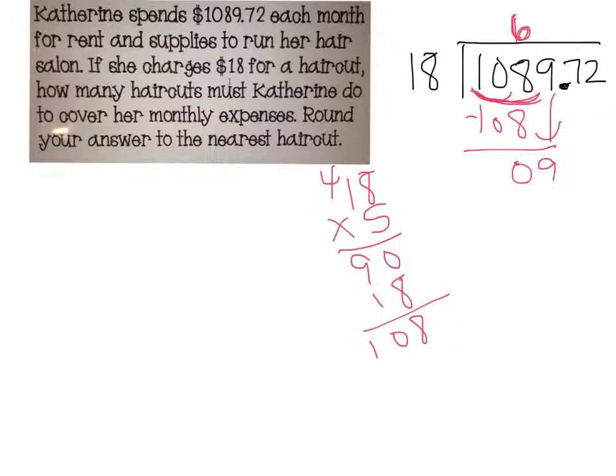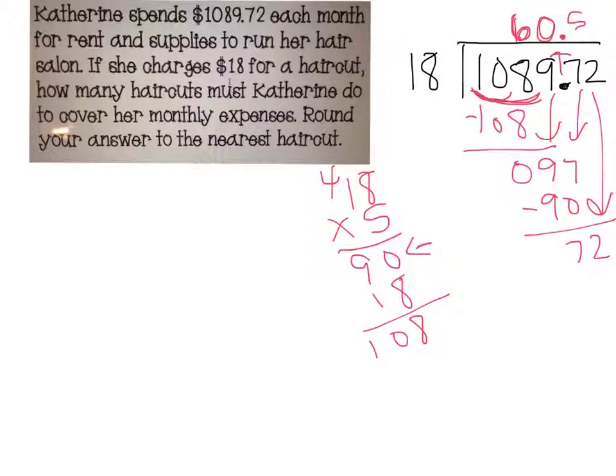We bring that 9 down. Now 18 can't go into 9, so we have to have that 0. Now our decimal again can stay the same, so we put it right up top there, and then we need to bring down the 7. So now we're looking at 18 and 97. Here we already have our help. We know it's times 5, which is 90.